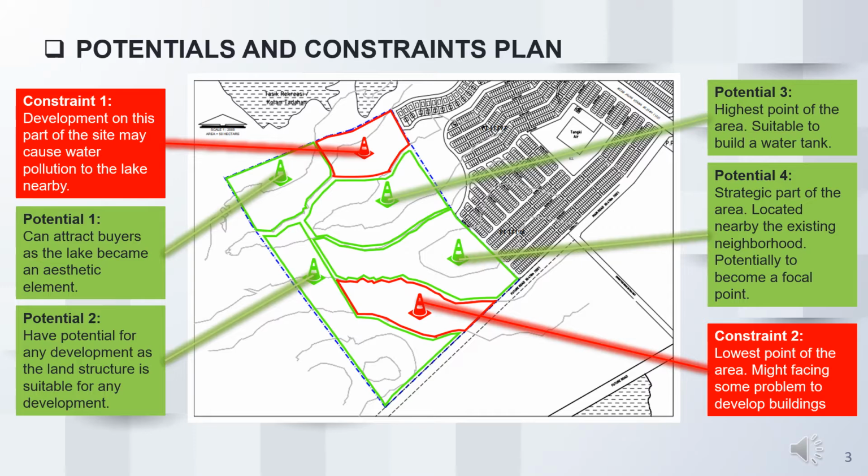Constraint 1. Development on this part of the site may cause water pollution to the lake nearby. Constraint 2. This is the lowest point of the area, might be facing some problem to develop buildings.